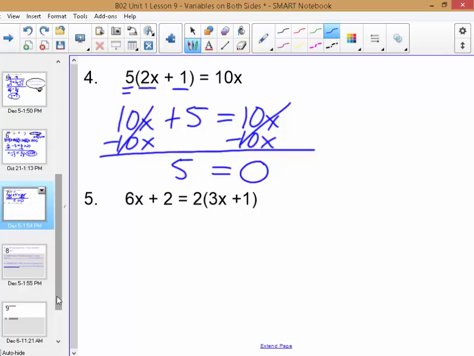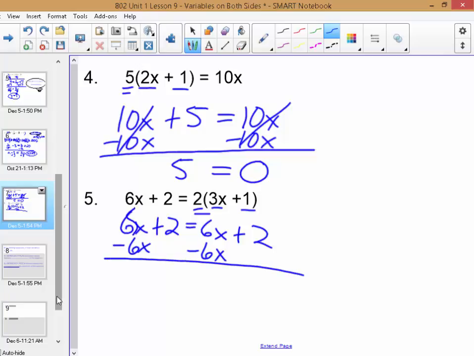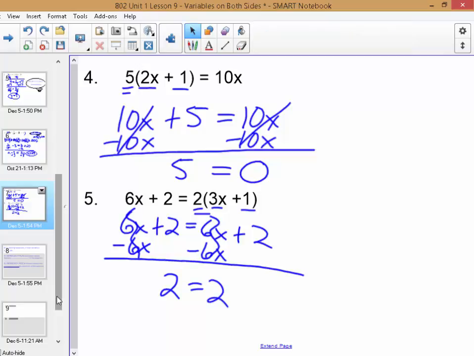Let's try number 5 as well together. We have 6x plus 2, and then I got to do some distributive property. 2 times 3x is 6x. 2 times 1 is 2. So this one's unique. It says 6x plus 2 equals 6x plus 2. Still got to keep going. Got to get the variables on one side, but hopefully we're starting to see something that might happen. Notice when I subtract 6x on both sides, they both cancel out. But in this case, I'm left with 2 equals 2.